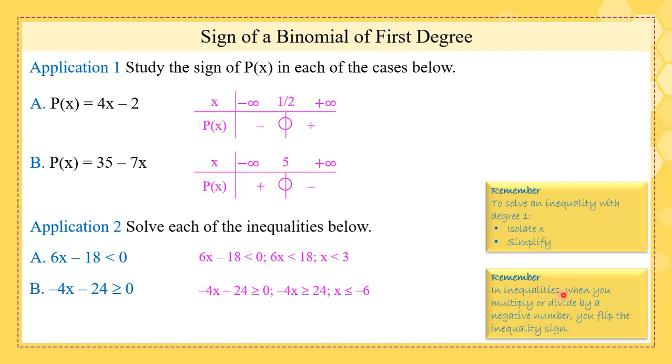Remember, here in inequalities, when you multiply or divide by a negative number, like in this case we are dividing by negative 4, you flip the inequality sign. You see, the inequality sign was greater than or equal to, so we flip it into smaller than or equal to. Now, in this case, it's also an inequality of degree 1. And always remember that in case of inequalities of degree 1, we isolate x, then we simplify.